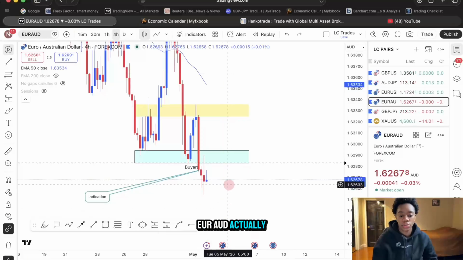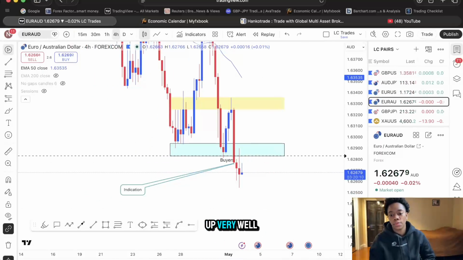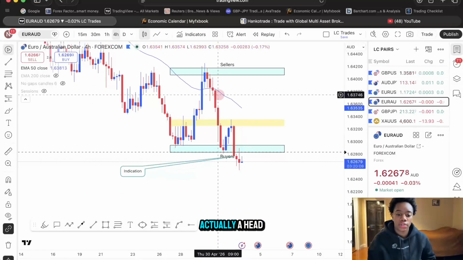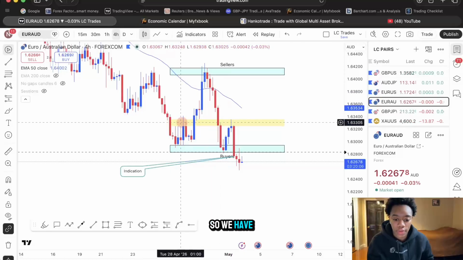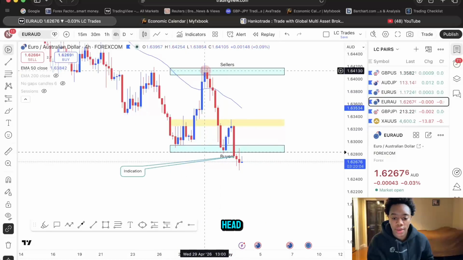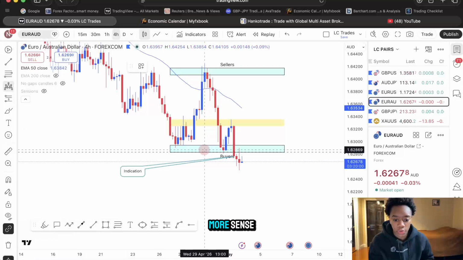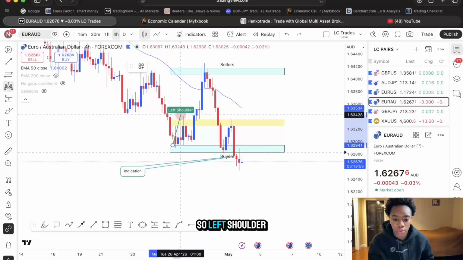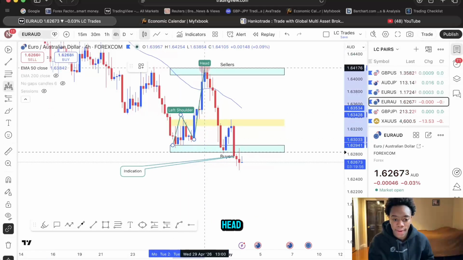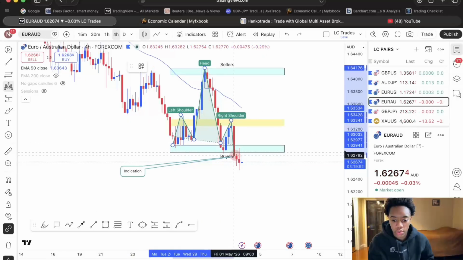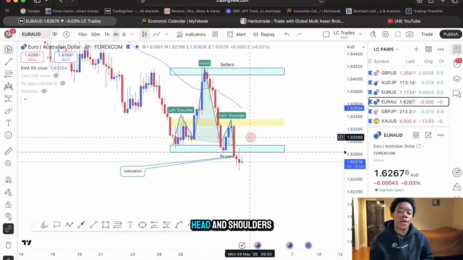Euro AUD actually looks really good. It looks set up very well. If you don't know, this is actually a head and shoulders. So we have a shoulder right here, there's the head, and there's a shoulder right here. Let me draw it out for you guys so it makes more sense. So left shoulder, head, right shoulder. Perfect.